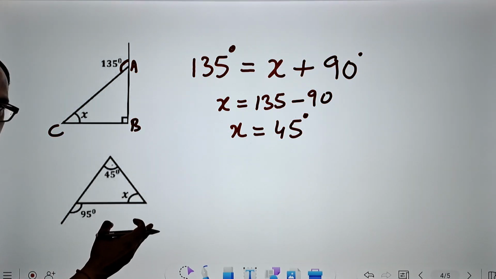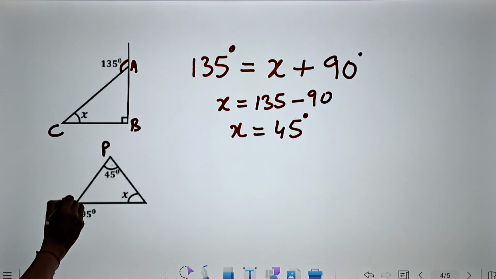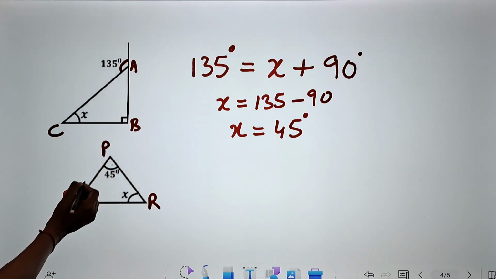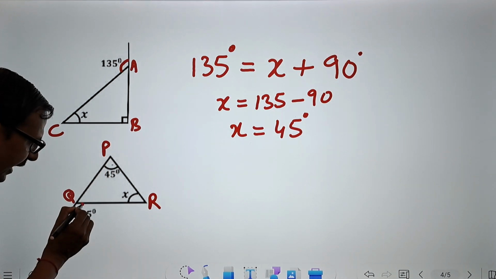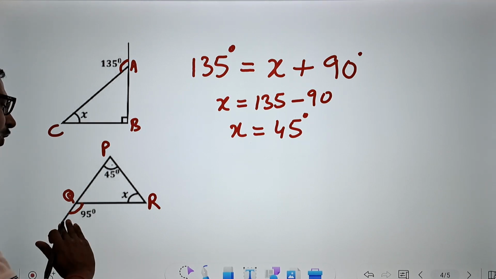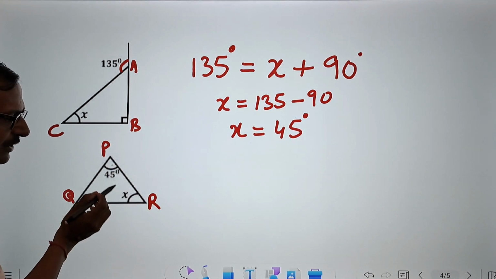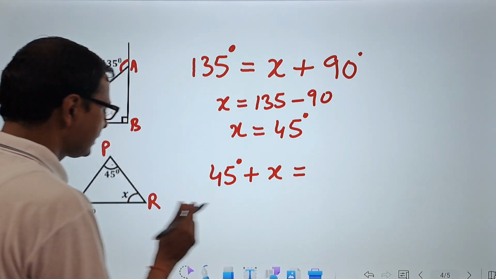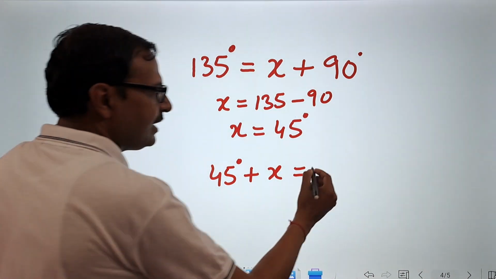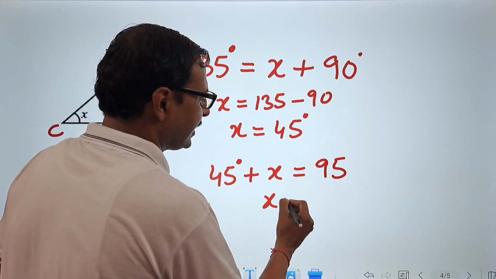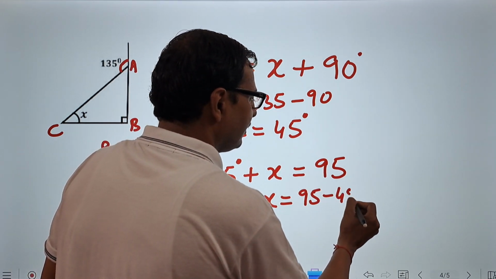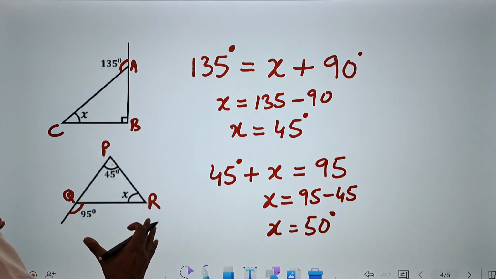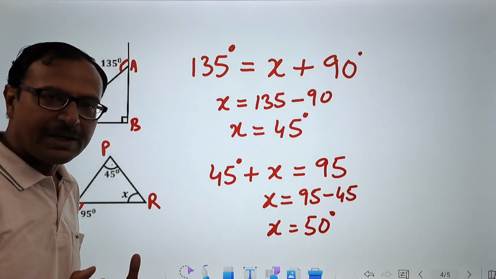Very similar to this, we have another question here where suppose PQR, this is the figure, that is the triangle, and we have produced the side PQ, thereby forming an exterior angle 95 degree. So interior opposite angles of 95 are 45 and X. So 45 and X, when you add the interior opposite angles, you will always get the exterior angle 95, and therefore the value of X will be 95 minus 45, which is exactly 50 degree.